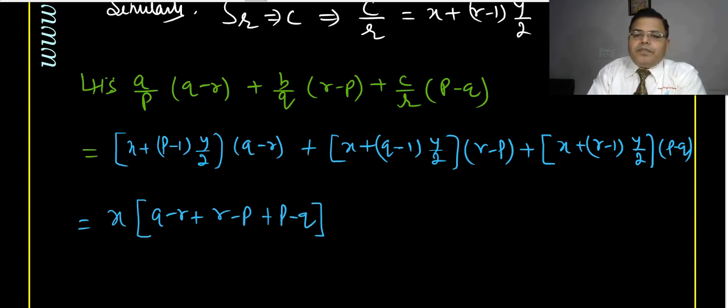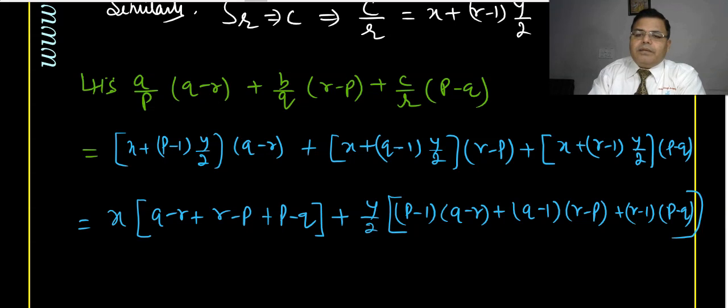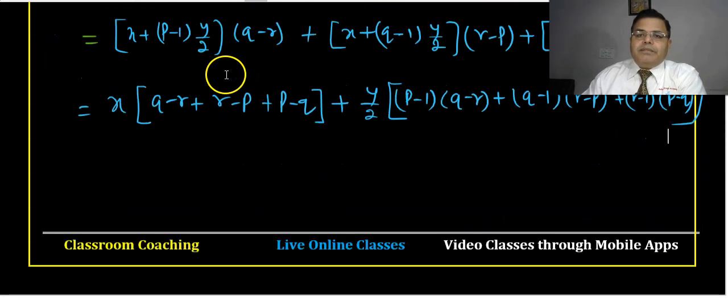Okay, now next, here q minus r into p minus 1 into y by 2, here q minus 1 into r minus p into y by 2. So y by 2 can be taken common, and that will be p minus 1 into q minus r from here, q minus 1 into r minus p from there, and r minus 1 into p minus q from there. And that will come. Now what is left?